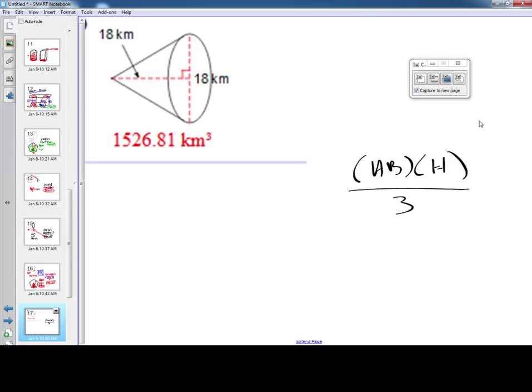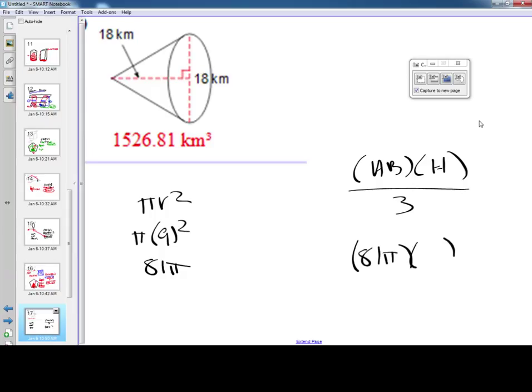Yep. Cool? So I can see the base is a circle. The diameter, though, be careful here, is 18. I want the radius, don't I? Yeah. So pi r squared, that means my radius is 9. So I'm going to be squaring 9. That's 81 pi. So that's the area of the base. 81 pi is the area of the base.